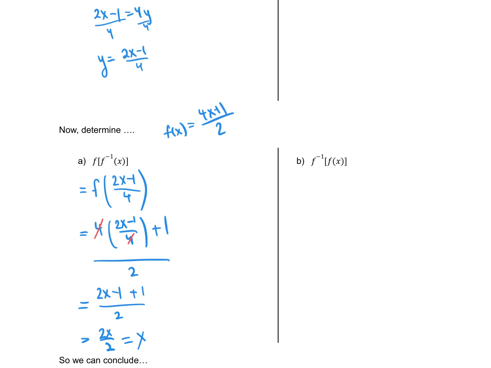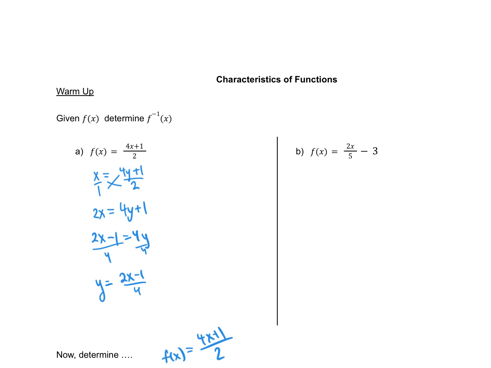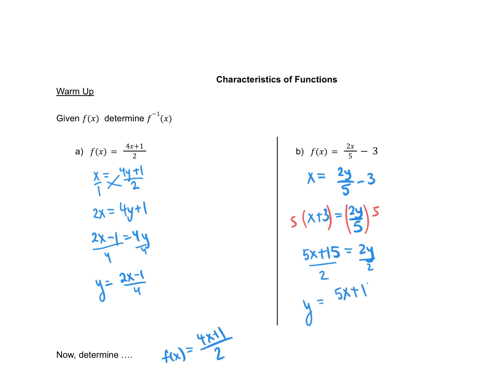Let's see what happens if we try it for another function. We have f at x equals 2x over 5, minus 3. So I'll start off with my swap. And now I'll start isolating. So I'll bring that 3 over. So we have x plus 3. I want to get rid of that 5, so I can either cross multiply or just multiply by 5. They're going to do the same thing. So that's going to be 5x plus 15 equals 2y, and then we can divide by 2. So here is the inverse of my second function.